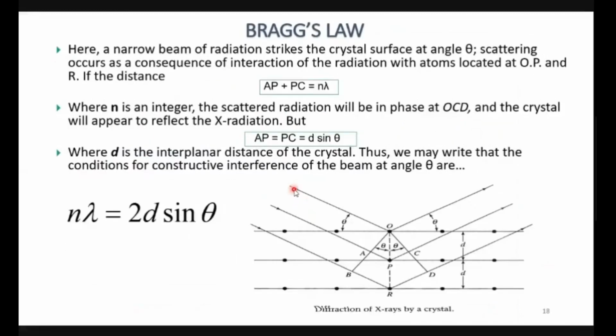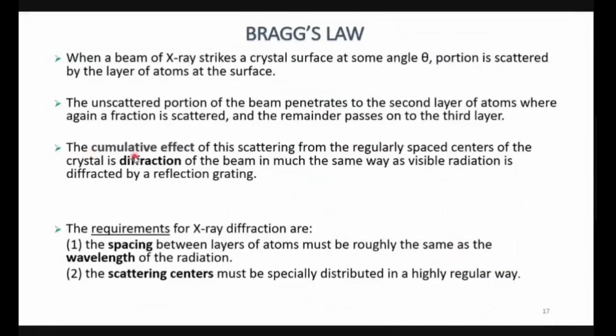See, this ray has hit this particular atom, but the adjacent ray has not hit any atom. The adjacent ray has penetrated the first layer and went into the second layer and hit over here. There is another ray which did not bounce off an atom in the first layer. It penetrated the second layer and then it bounced off the third layer. Okay. So the third point, the cumulative effect of the scattering from regularly spaced centers of the crystal is diffraction of the beam in much the same way as visible radiation is diffracted by a reflecting grating.